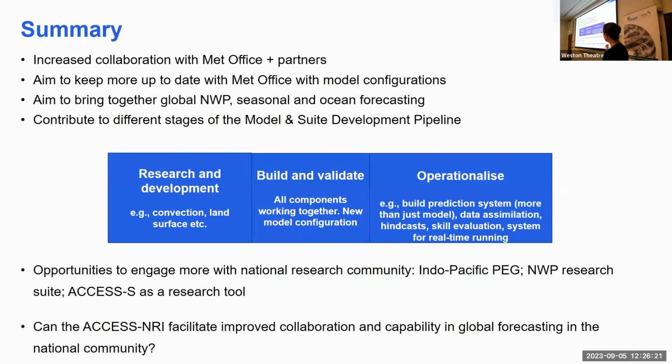So the key points are, I think there are areas where we can engage more in terms of the forecasting and prediction side of things and how it relates to research. And I've given three examples of that: the Indo-Pacific tracking of persistent biases, potentially using something like a research suite for weather forecasting, and a seasonal suite. And then, can ACCESS-NRI actually help facilitate improved collaboration in this space?